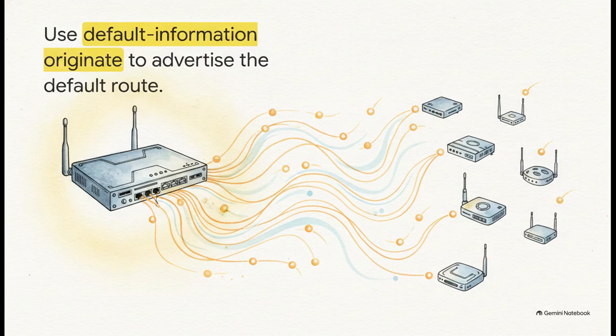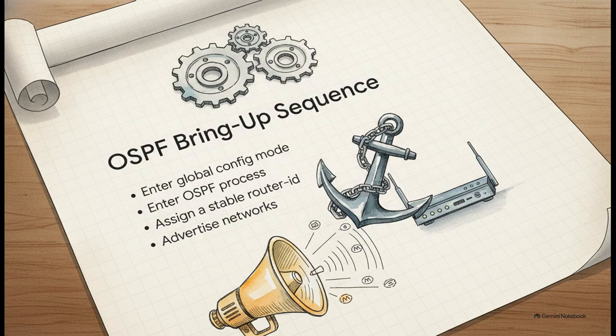By injecting this specific command into your OSPF configuration, it automatically tells all your internal routers exactly where that internet gateway is. You literally only have to type it once on the edge router, and OSPF does all the heavy lifting of carrying that route to every single switch and router in your autonomous system. But to make that happen, OSPF has to be brought up correctly in the first place.